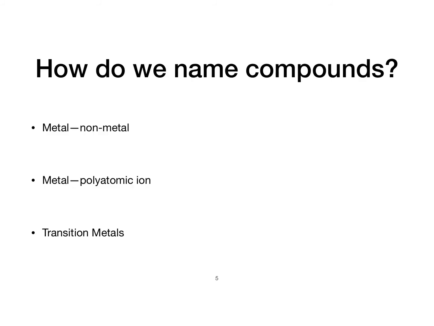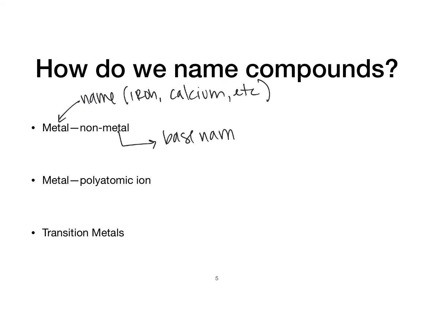So one of the things we also want to think about is how do we name compounds? For a metal and nonmetal, the metal is called by its name, meaning iron, calcium, etc. Basically what you see in the periodic table, which will contain names, is what you call it. For a nonmetal, if it's just an element, it's the base name plus IDE.